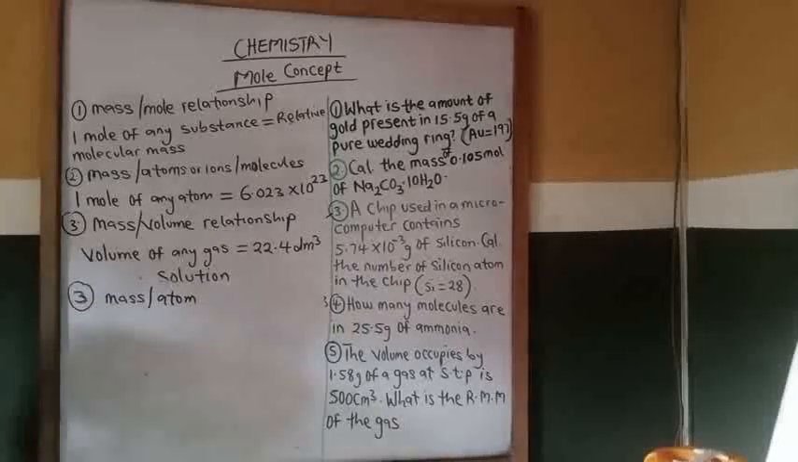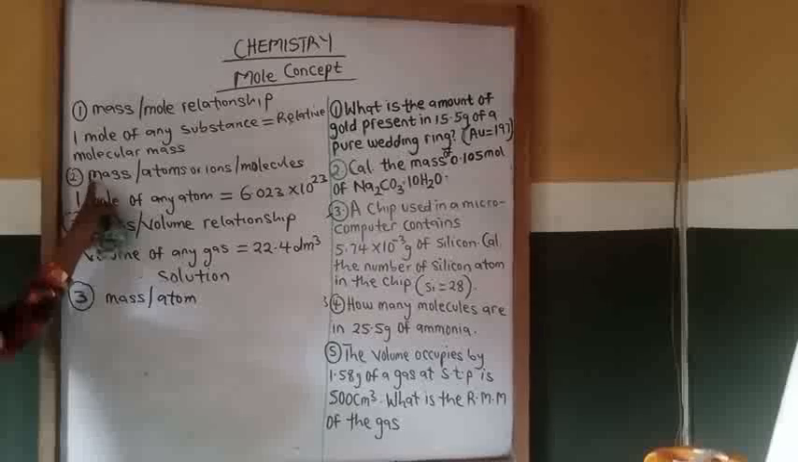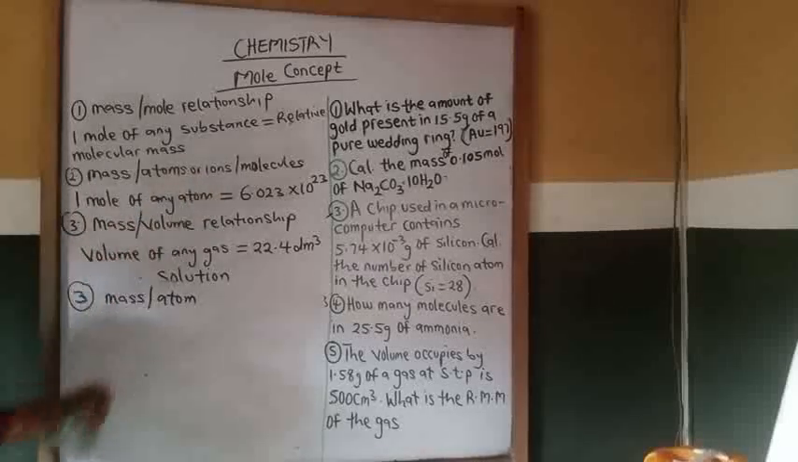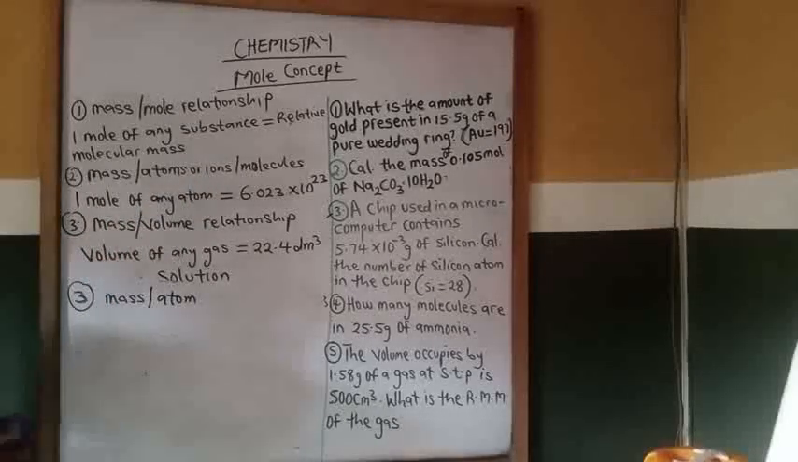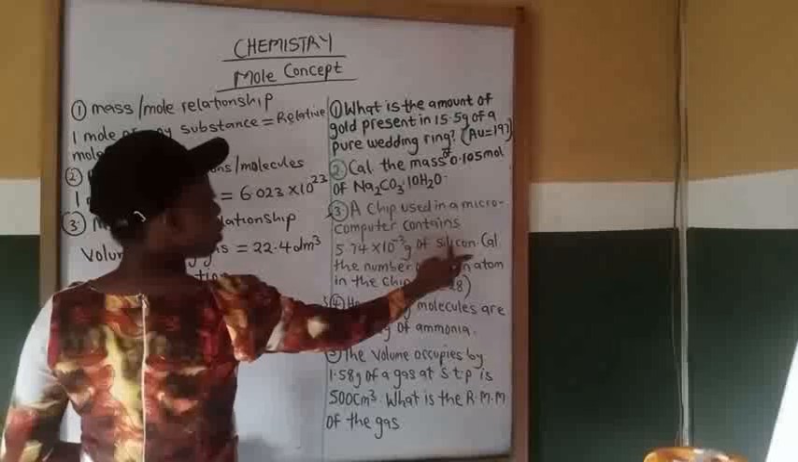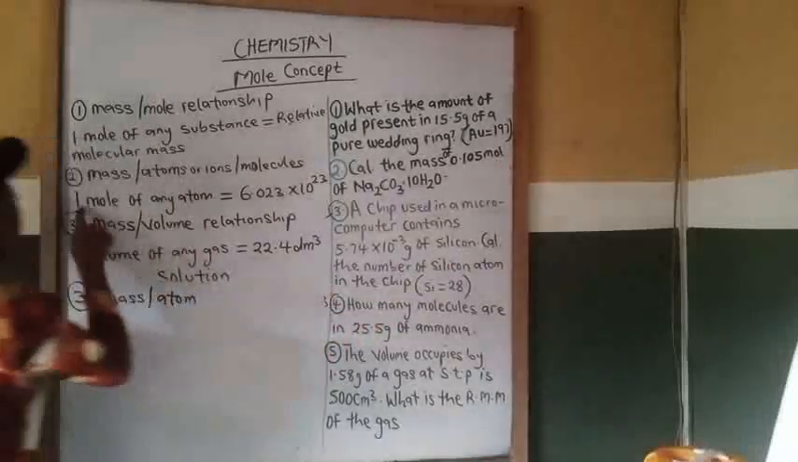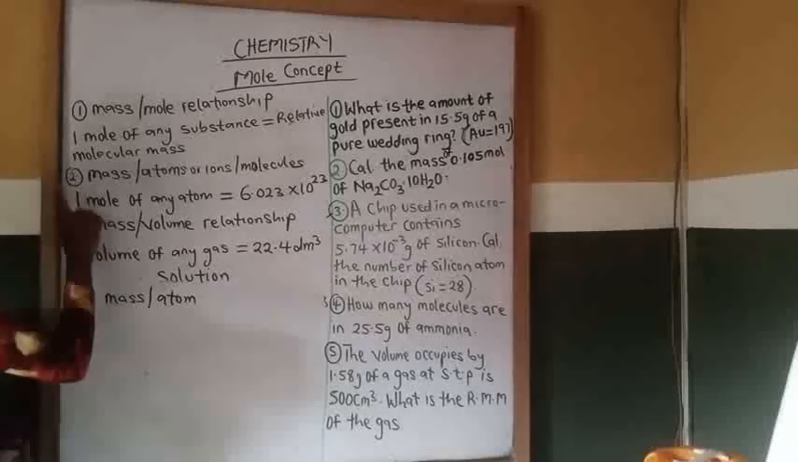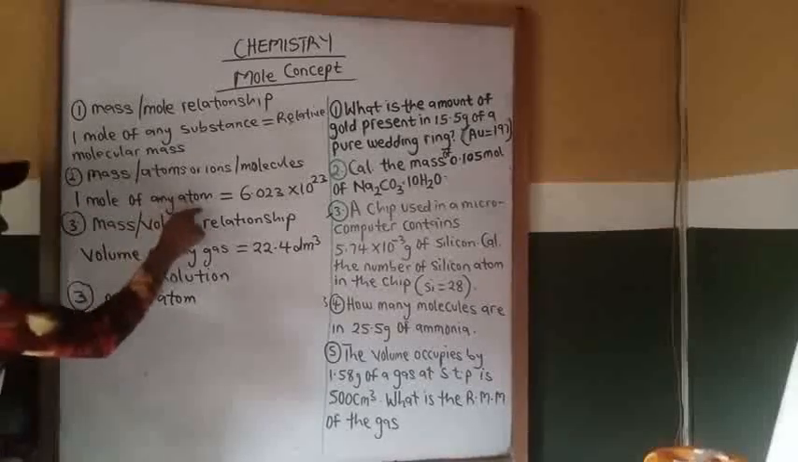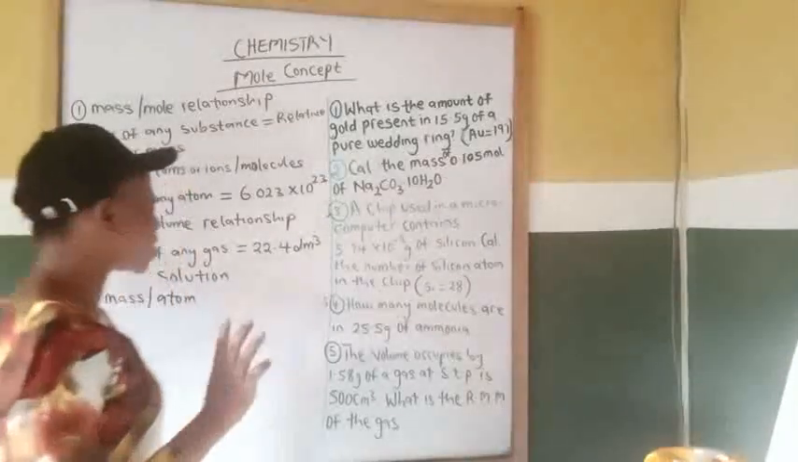So when we are talking about mass and atom, we use the second tip, which is called the mass atom relationship. Then the first step to take is 1 mole of that atom. Which atom are we talking about now? We are talking about silicon. So the first step is to write that 1 mole of silicon atom is equal to your Avogadro's constant.